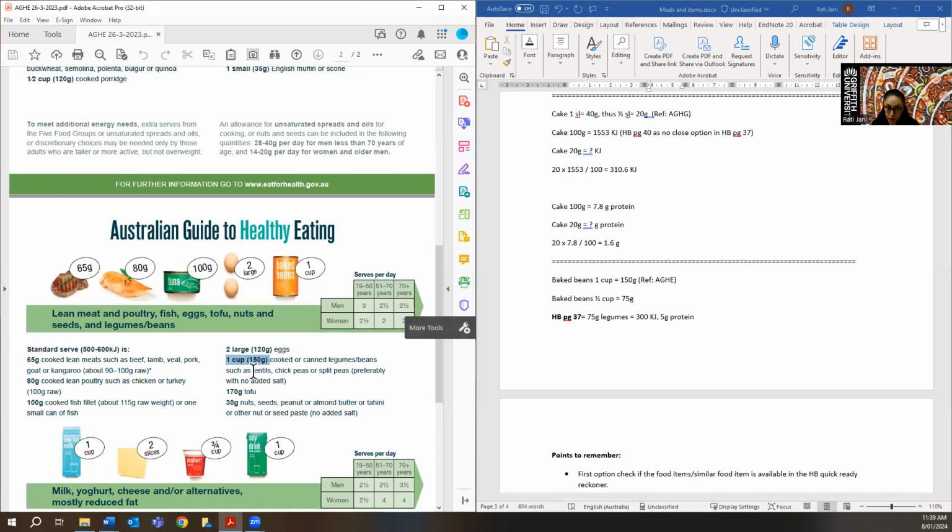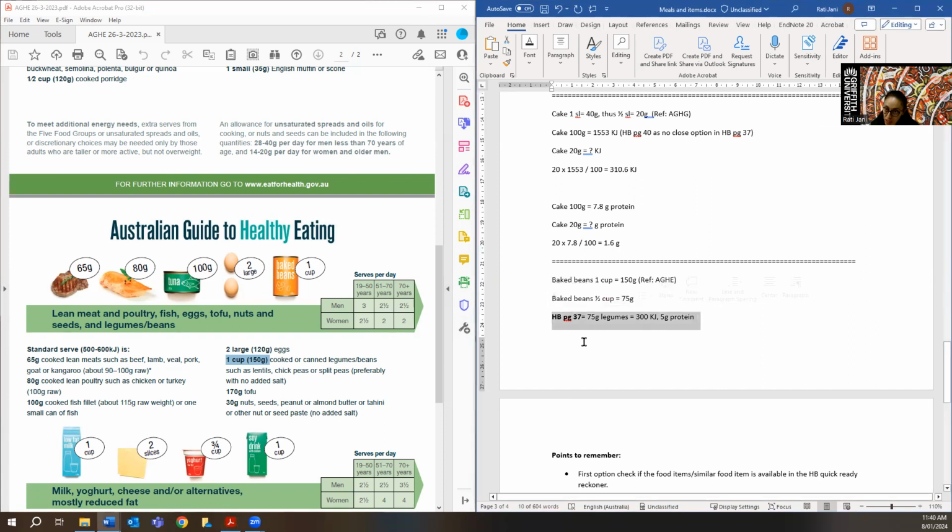Where do I get this information from? AGHG. Baked beans, half a cup is how much? That is 75 grams. Okay, so now 75 grams, when you look at your quick ready reckoner, 75 grams of legumes will give you 300 kilojoules and 5 grams of protein. So this is how I have made the second step a bit faster for me.